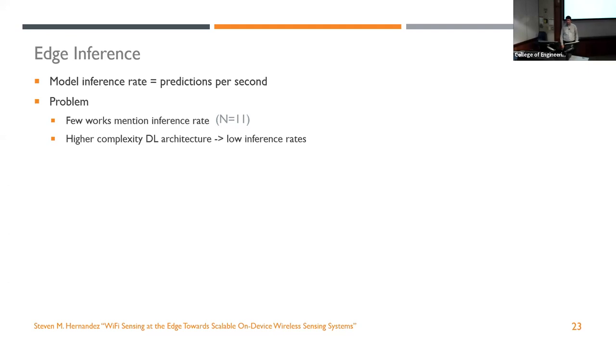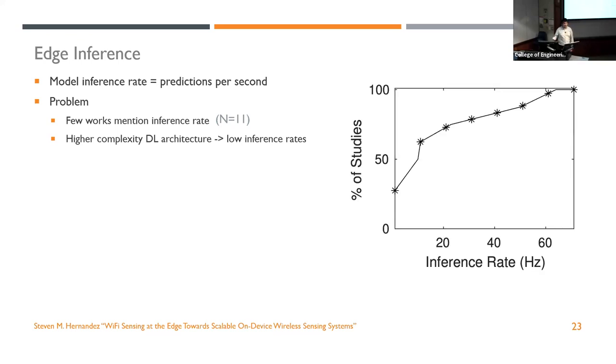So the problem is, with all of the papers that we've studied, we've only found 11 of them that actually discuss what sampling rate they were able to achieve. How quickly can they make a prediction? And this is the result of that. On the x-axis, we have the inference rate. And we find that more than 50% of these works achieve a data rate of 10 hertz or less.